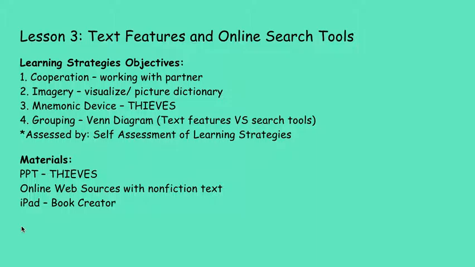So this time we're going to be focusing on text features and online search tools, and then we're going to compare and contrast them using a Venn diagram. I really want to know, how are text features and search tools alike? And the big idea we want them to come to is that these are just tools to help readers locate information. That's our big goal. And again, we're going to be assessing their learning strategies by giving them a self-assessment through an exit slip, and they'll really just tell themselves, yeah, this was helpful to me, or no, I use other strategies that are more helpful.